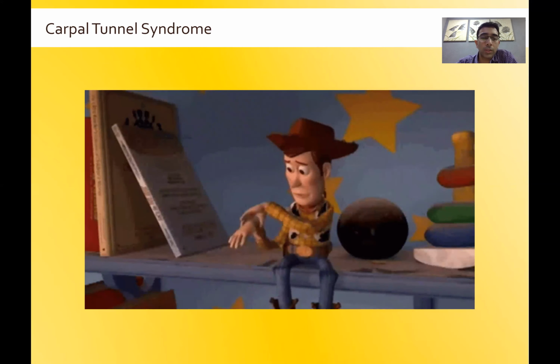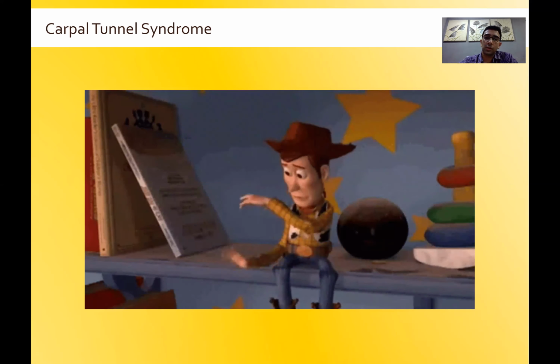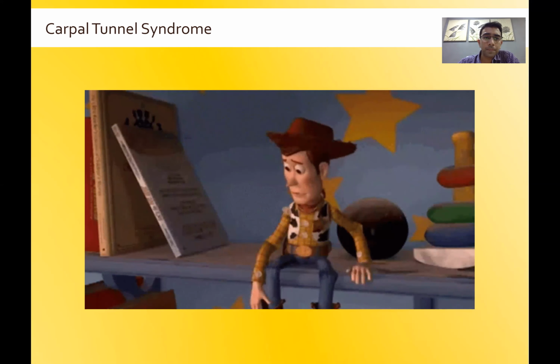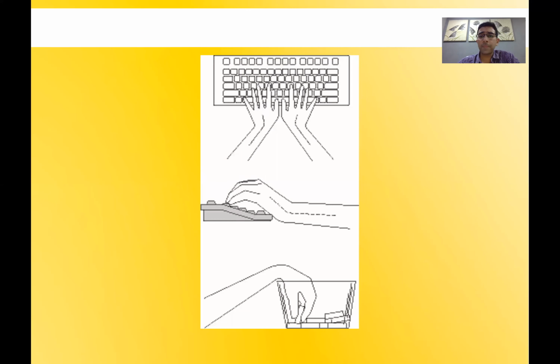Now let's move to something known as carpal tunnel syndrome, which is basically pain at the wrist joint, leading to numbness and pain in the palm as well as the fingers. This is called carpal tunnel syndrome. Okay, so this can happen if you're having a wrong position of using a keyboard.